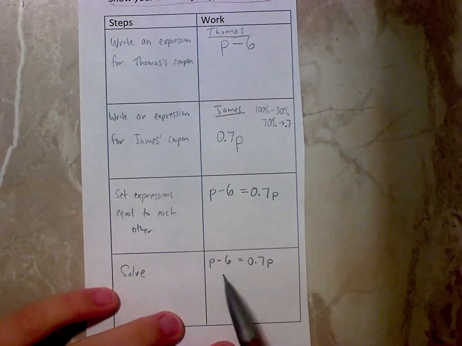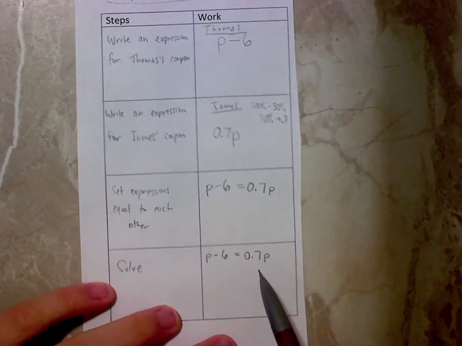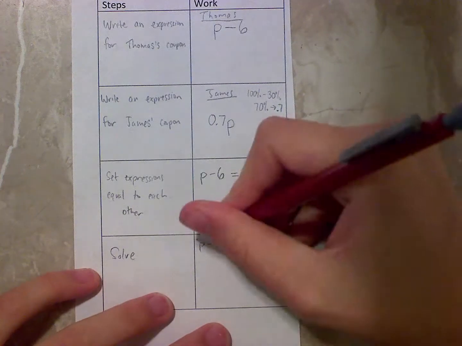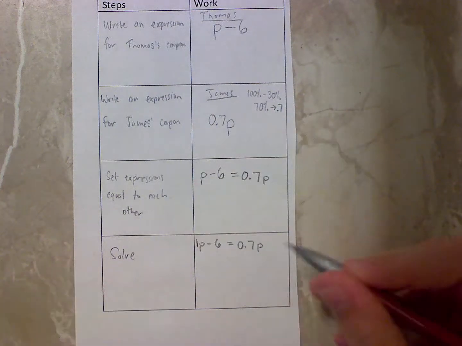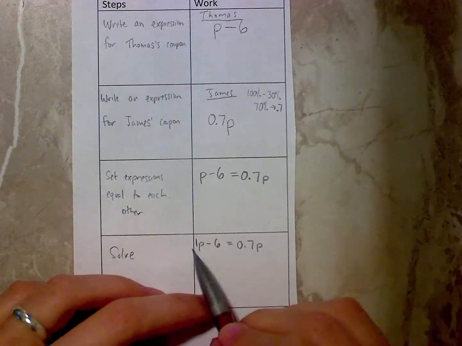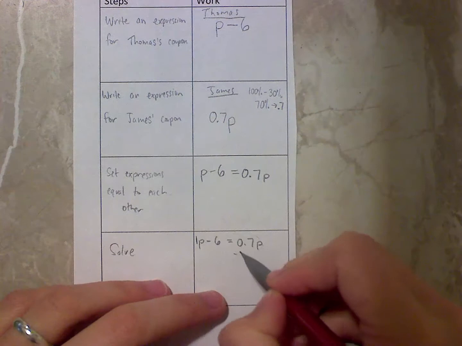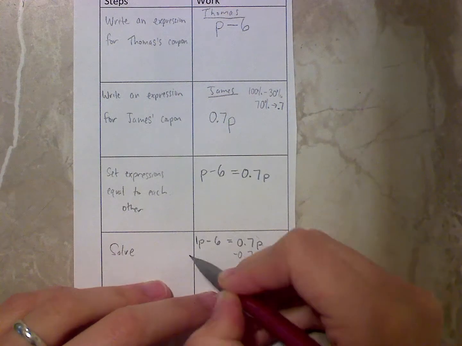Okay, so let's see. I notice that I have variables on both sides. And so the first thing I'm going to do is decide what's the smaller coefficient. This is a 1, and this is a 0.7. What's smaller, 1 or 0.7? What's smaller, $1 or 70 cents? This one is the smaller one, so that means I'm going to subtract that one from both sides.